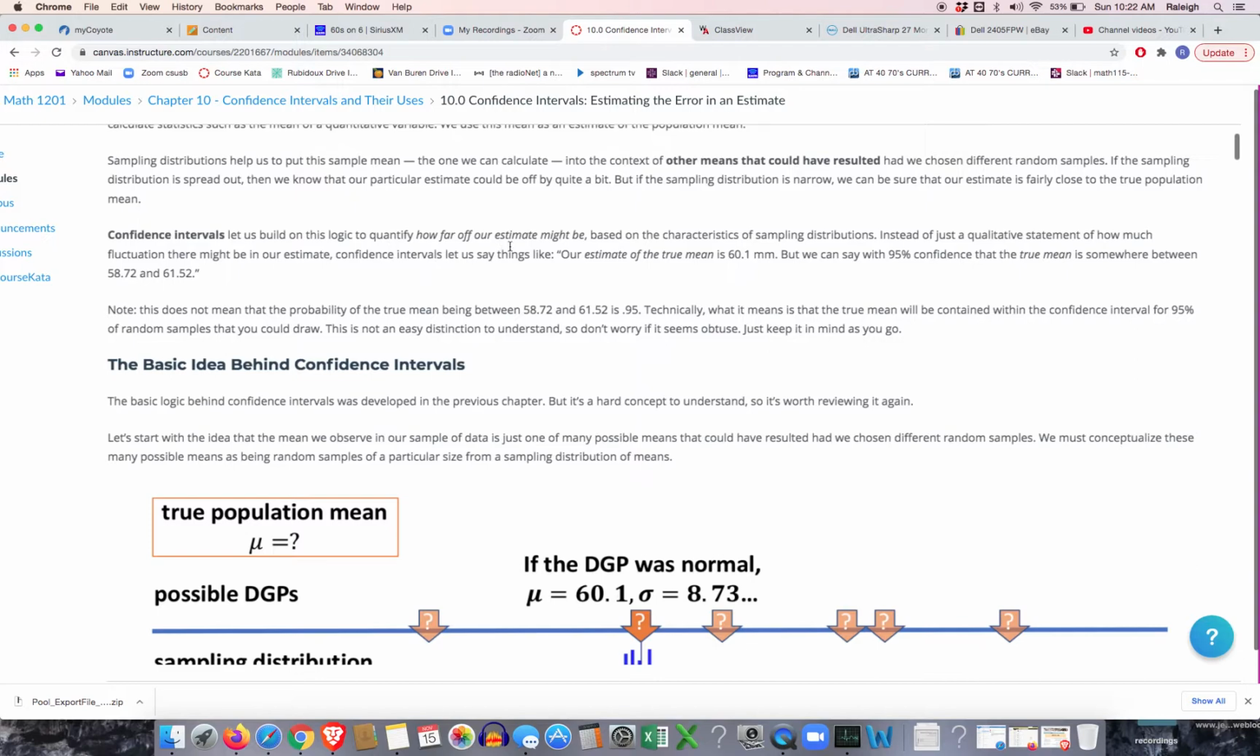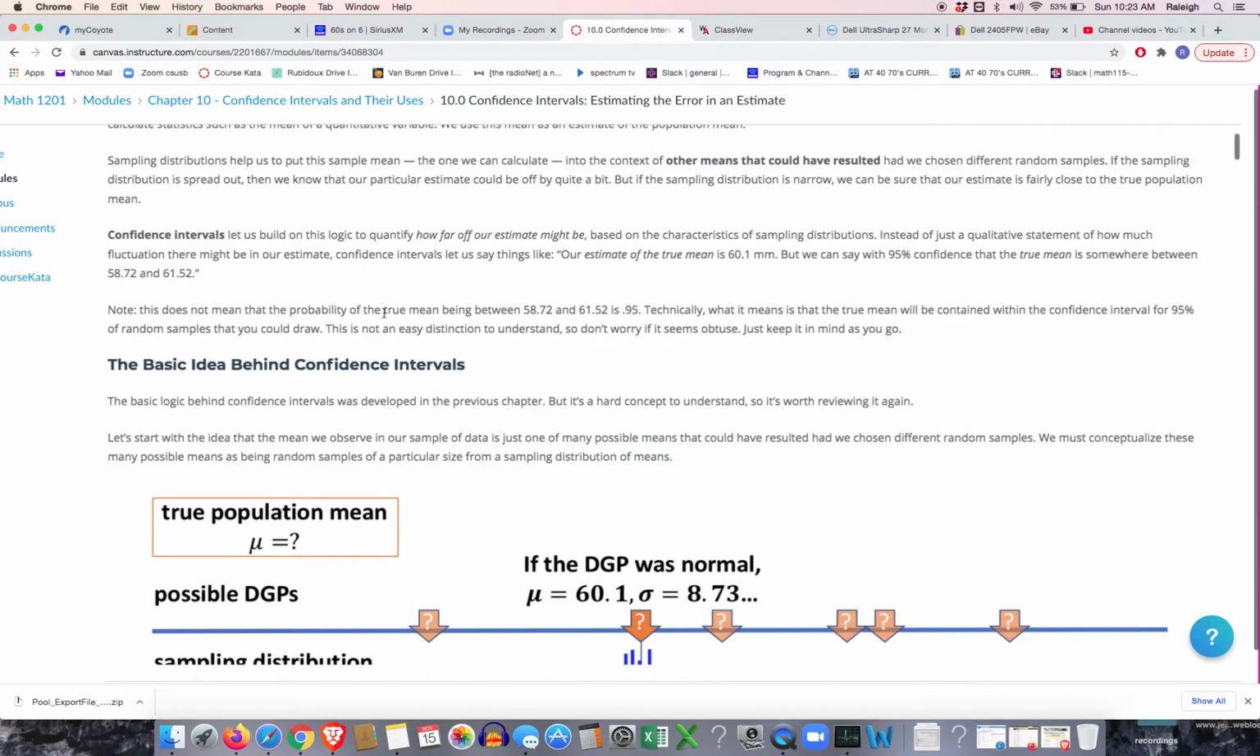But how far off could our estimate be? What are the edges of likelihood? How far can we go between particular numbers? So they suggest that maybe with 95% confidence, even though the mean was 60.1, we're going to put kind of like goalposts down. It could be as low as 58.7 and as high as 61.5. And we're going to say that around 95% of the time was what it should be.